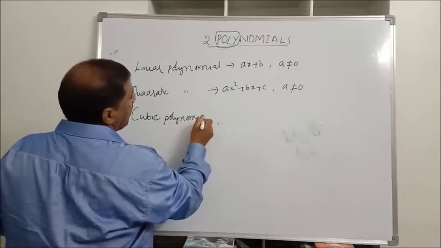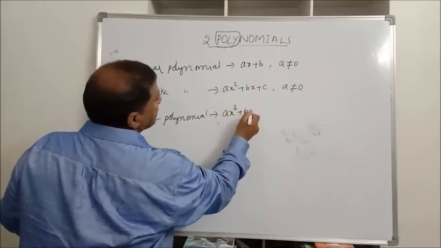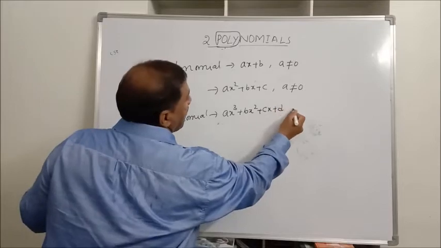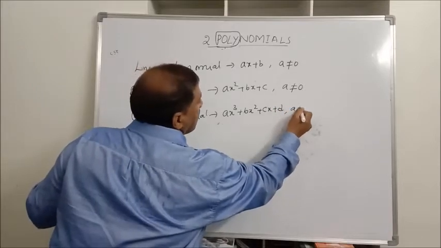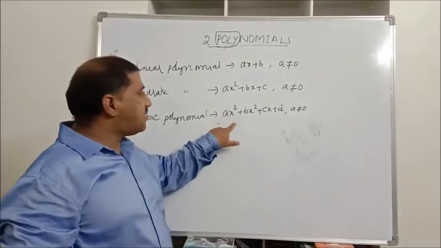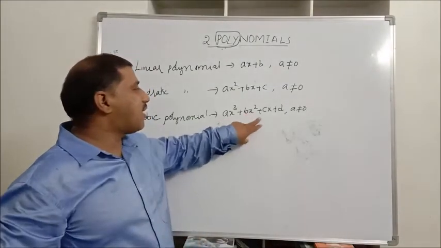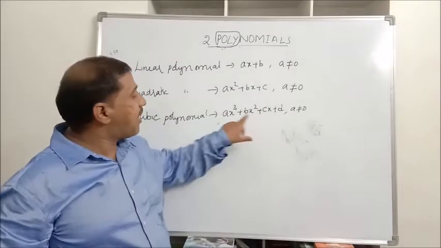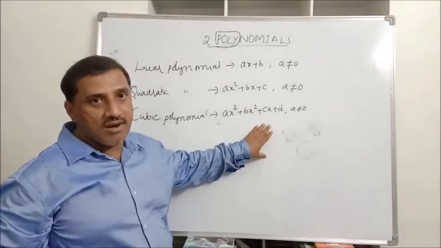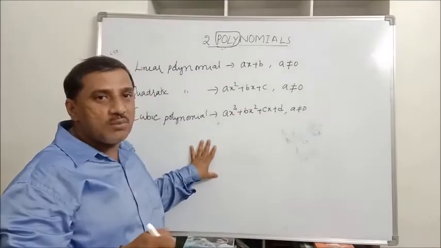Cubic polynomial, it is ax cube plus bx square plus cx plus d, where a is not equal to 0. Again, if a is equal to 0, 0 into x cube is equal to 0. Then bx square plus cx plus d remains, whose highest power is 2. Therefore, it will become a quadratic polynomial, not a cubic polynomial. So, cubic polynomial means its degree should be 3.